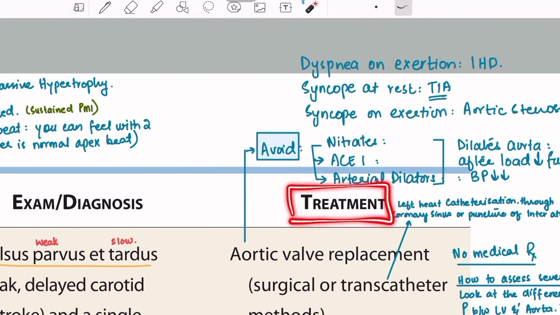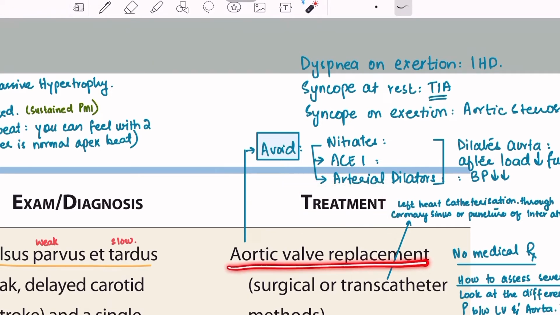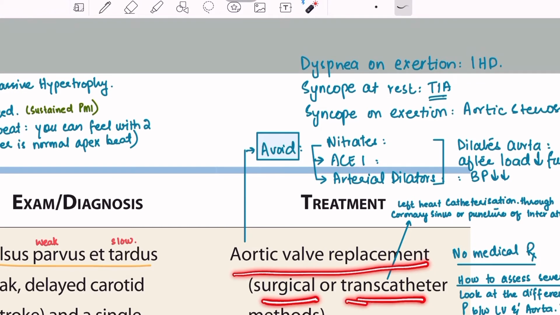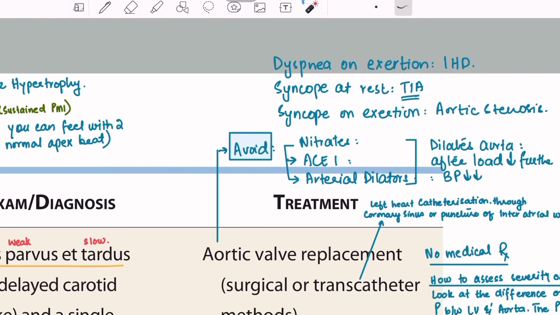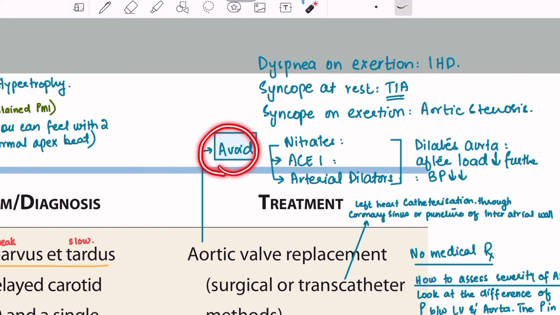Now let's talk about how we can treat patients that have aortic valve stenosis. The first and foremost thing you need to do is aortic valve replacement. There is no medical treatment for aortic stenosis, and we need to go for aortic valve replacement. This can be done surgically or with transcatheter method. One thing I want you to remember is that we need to avoid at all costs nitrates, ACE inhibitors, and arterial dilators.